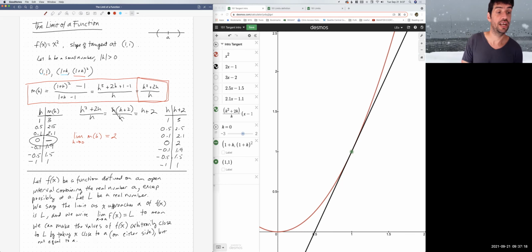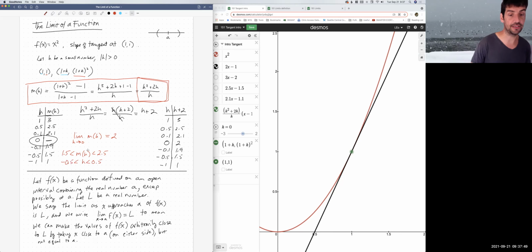be, right? So for instance, if you want m of h to be less than half a unit from 2, if you want m of h to be between 2.5 and 1.5, right? That's less than half a unit from 2, either side. Then I simply have to insist that h be between 0.5 and negative 0.5, right? I think this is clear enough from these tables.